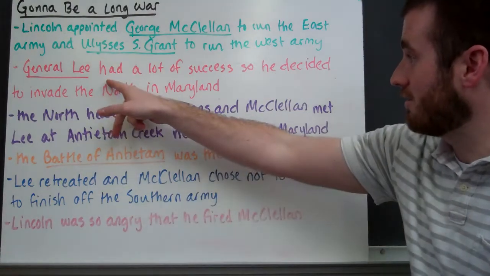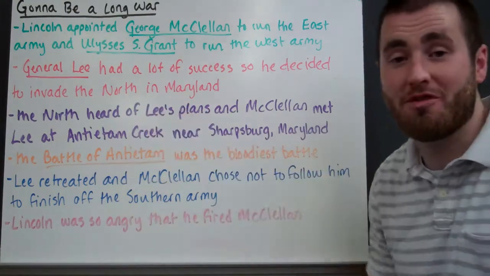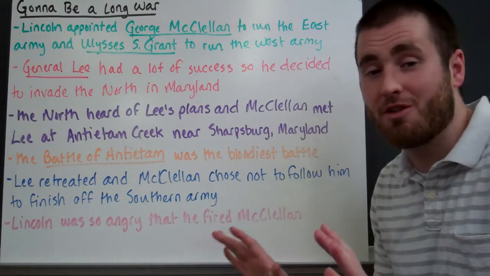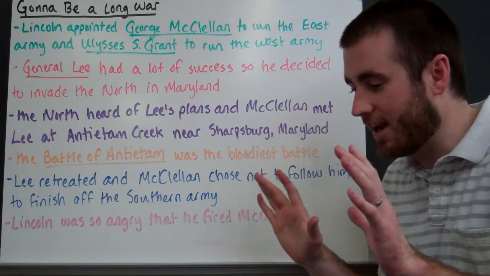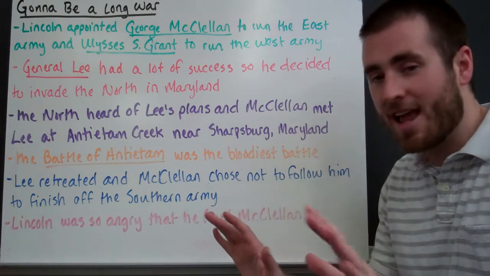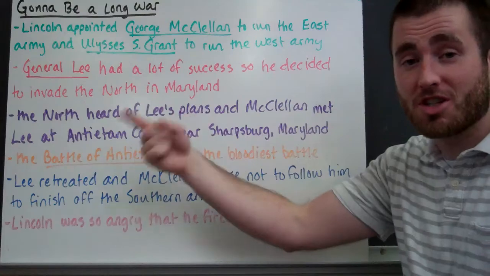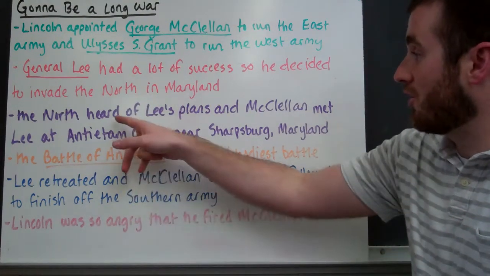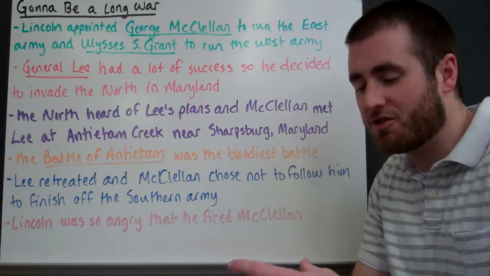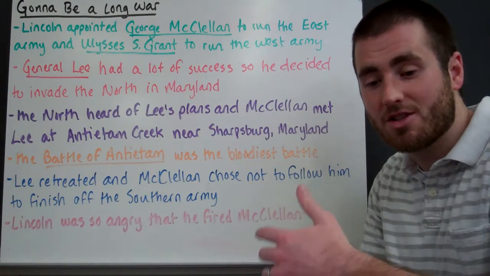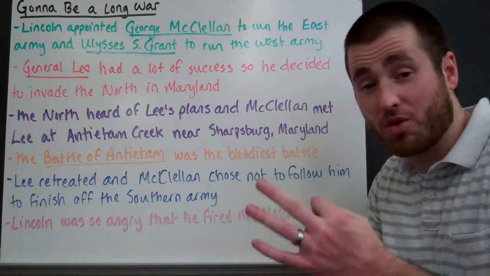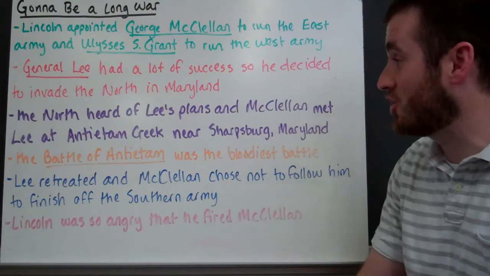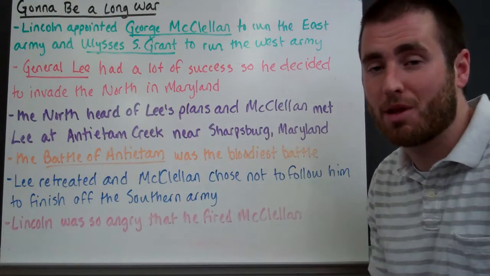So General Lee had a lot of success, so he decided to invade the North, and this kind of went against the Southern strategy. Initially, the Southern strategy was just defense, all right? Not let anybody in, defeat everybody who came in, and just hang back. But Lee had so much success in a series of battles, he decided to invade Maryland, which was on the Union side. So the North had heard of Lee's plans. Apparently, one of his helpers had left some plans coiled up around 3 cigars, and when the Union came into that abandoned camp, they found those plans, and so that's how they got wind of General Lee's plans.